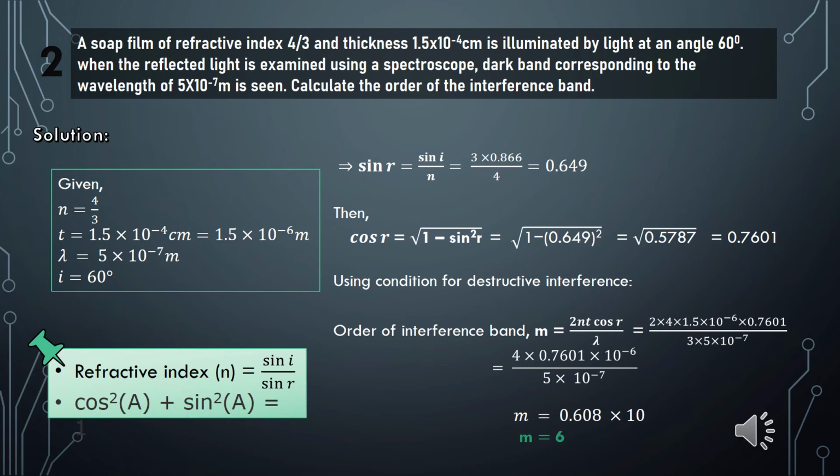Problem number 2. Here we need to determine the order of the interference dark band for the given setting. The data given is refractive index n equals 4 by 3, thickness of the film t is equal to 1.5 × 10^-4 centimeter, which is equal to 1.5 × 10^-6 meter, and the wavelength of light lambda is equal to 5 × 10^-7 meter, and the angle of incidence i is equal to 60 degrees.